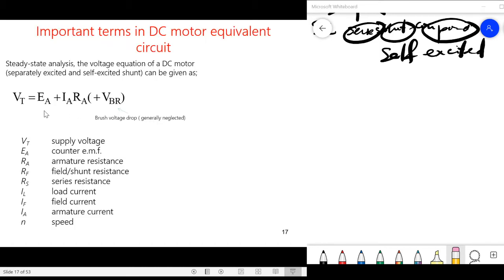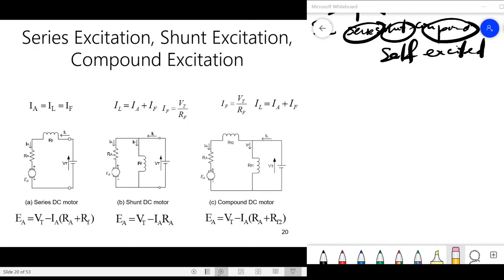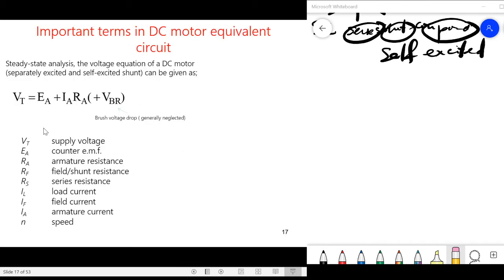Right. So equivalent circuit di mana? Dia tak bagi. Okay. Self-excited. Alright. So equation ni didapat mana? VT is equals to EA plus IRA. Steady state analysis, the voltage of a DC motor can be given as VT is equals to EA plus IRA plus VBR. Ni adalah brush drop voltage.